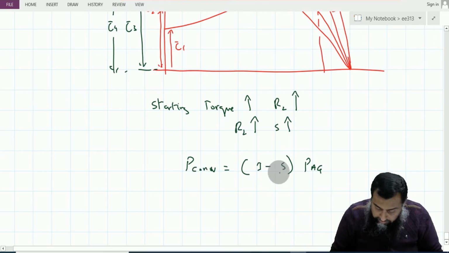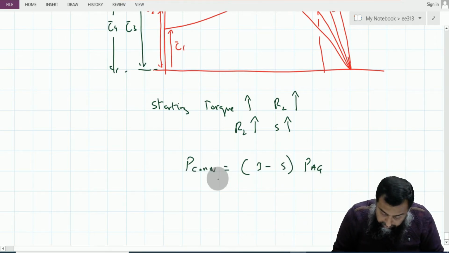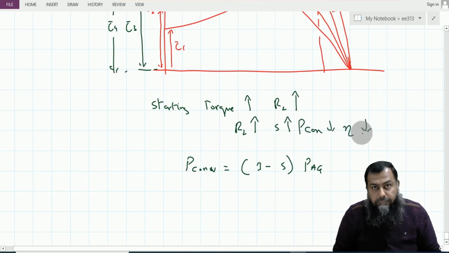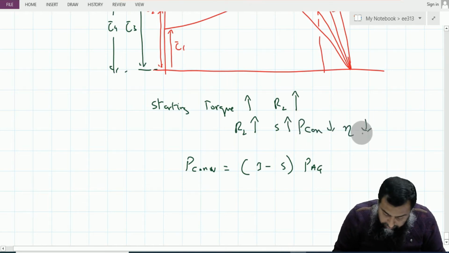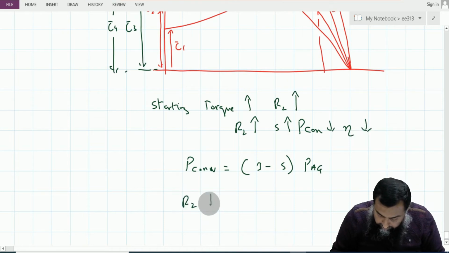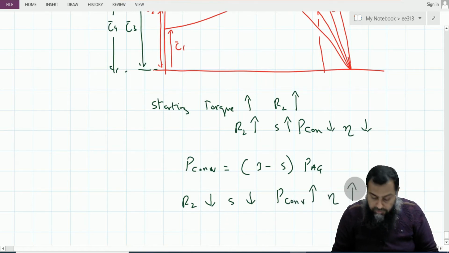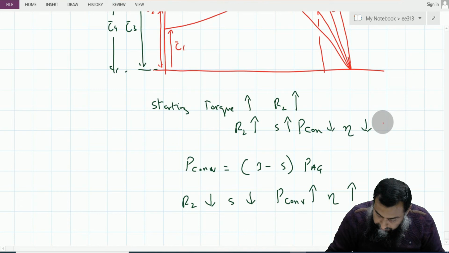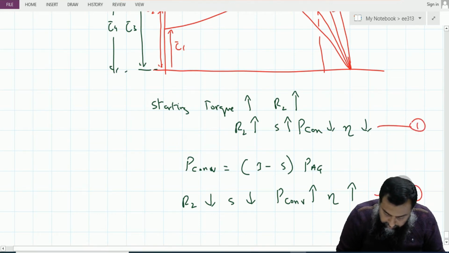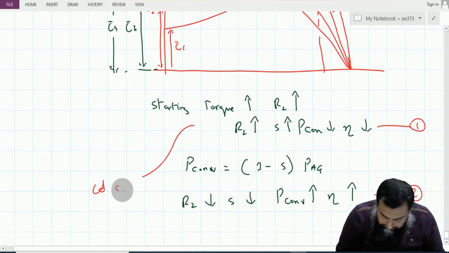So the more the value of the slip, the less is the P converted. As the value of slip increases, the P converted decreases, and hence the efficiency of the machine decreases. Vice versa, if this R2 is low, then we have a lower slip value, and therefore P converted will increase, and this is an indication of the increase in the motor efficiency. So between point number 1 and point number 2, a compromise is required.